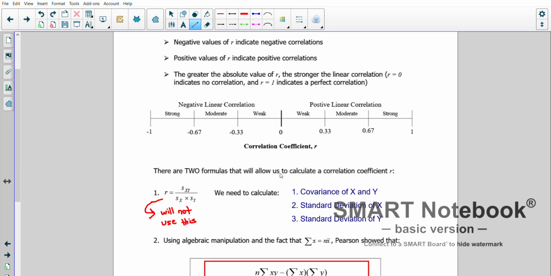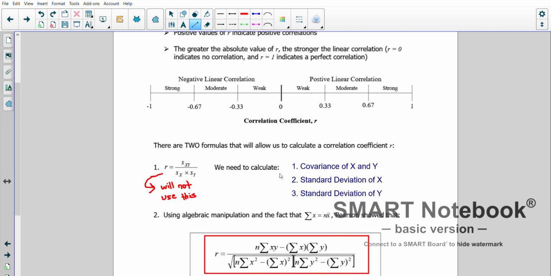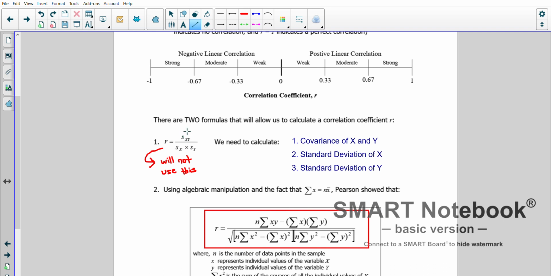So there's two versions of this formula. The first one we've already seen. It's where you take the standard deviation of x, multiply it by the standard deviation of y, and then you use the covariance of x and y.